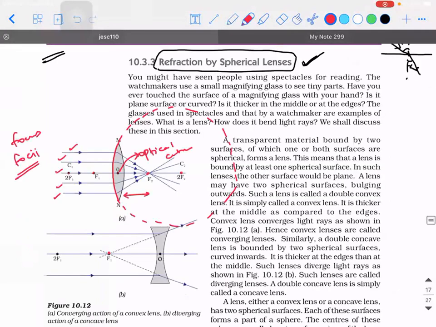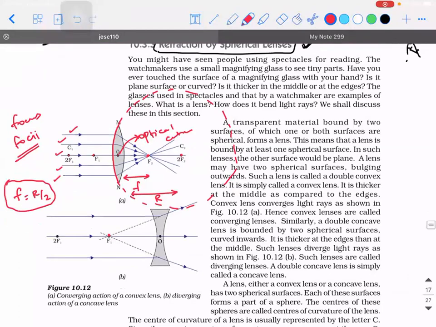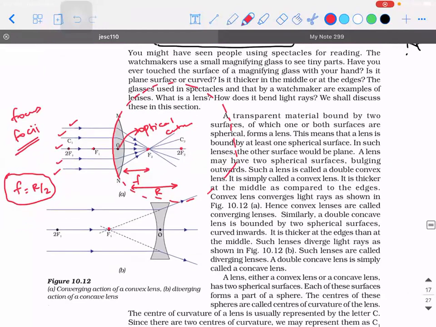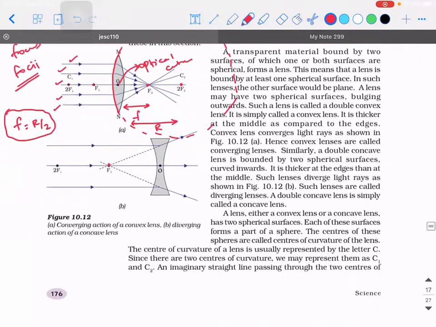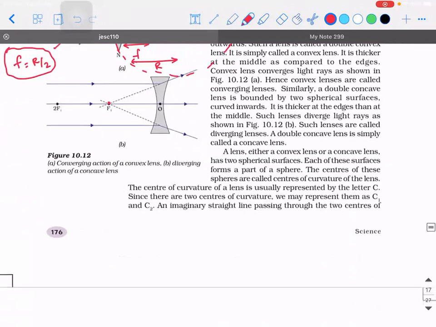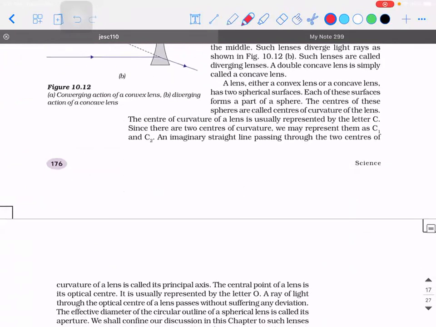If I take this as the focal length and this as the radius of curvature, what is the relation between them? F is R by 2, and R is 2F, because F is the midpoint between the optical center and the center of curvature. Yes, it is R by 2. I hope it is clear.